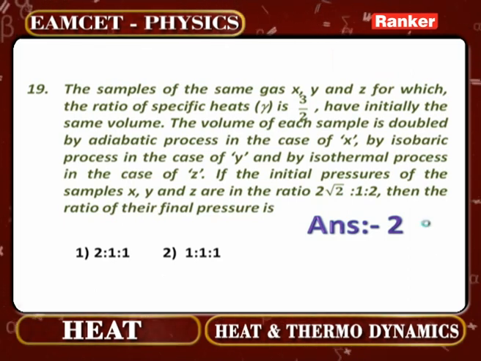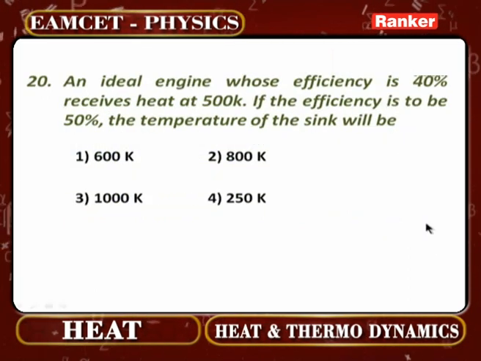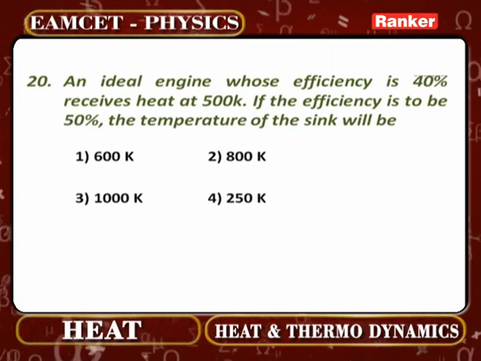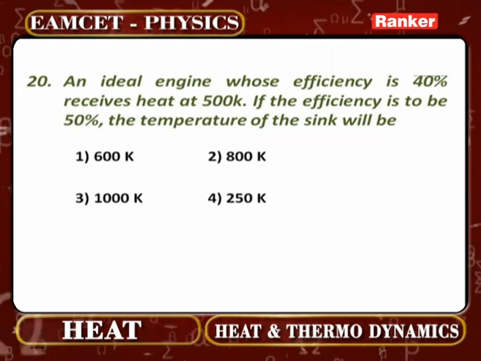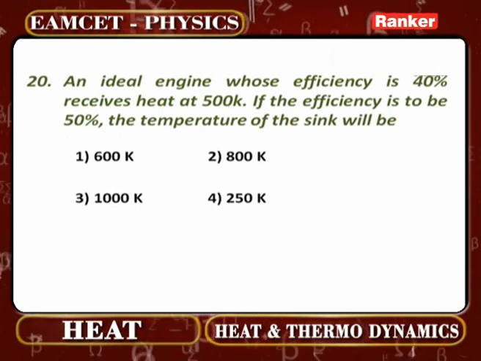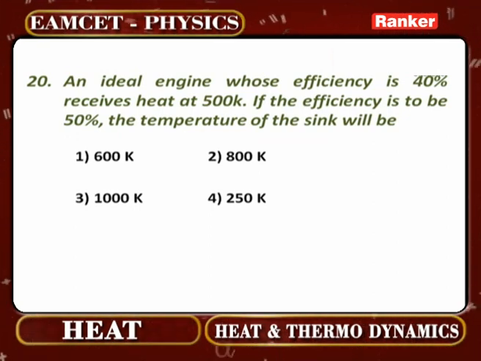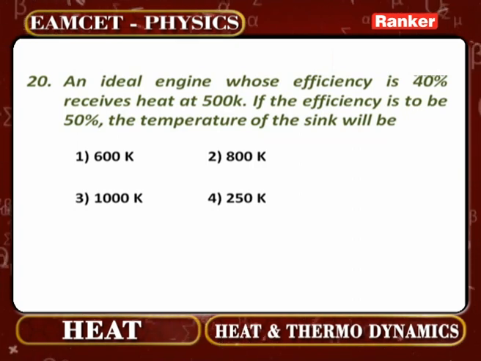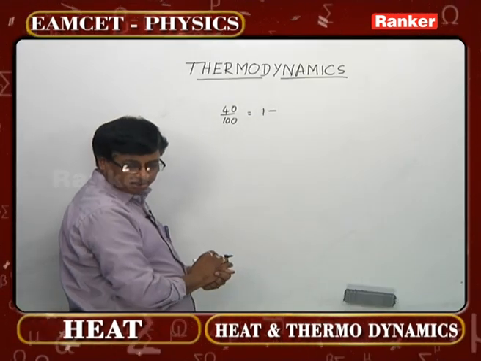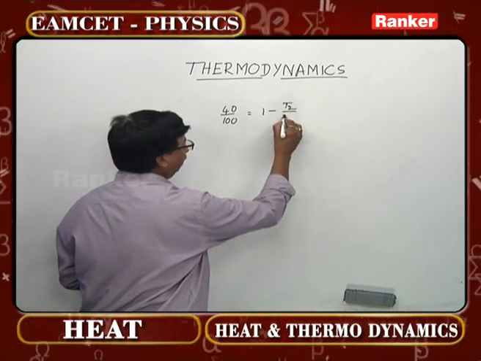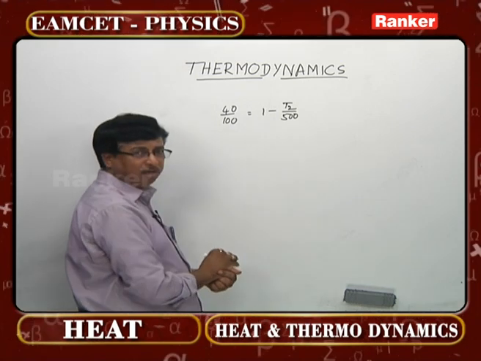Let us check the next one, that is question number 20. An ideal engine whose efficiency is 40% receives heat at 500 Kelvin. If the efficiency is to be 50%, the temperature of the sink will be how much? In fact, this is a direct application of heat engine. The efficiency, of course, has been given how much in the first case? 40%. 40% is equal to 1 minus T2 by T1, T2 by 500, because it is taking 500 energy there.